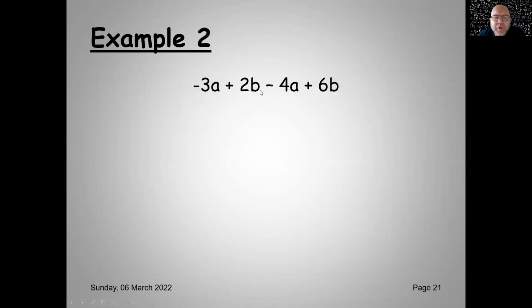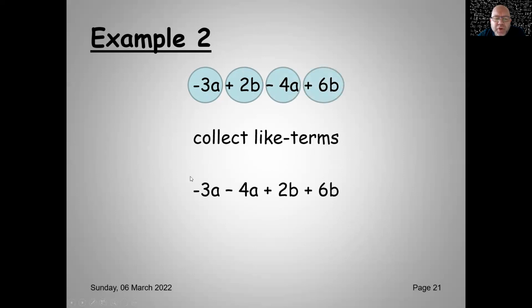Here's another one. This time we've got negatives in there, so we need to be careful, and we need to include the symbol in front of it. So it's negative 3A plus 2B, negative 4A plus 6B. Okay, collect the like terms. We've got negative 3A and negative 4A plus 2B and plus 6B, meaning we've got negative 7A and 8B, because the two B's are both positive and the two A's are both negative.